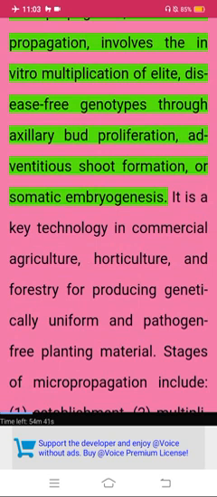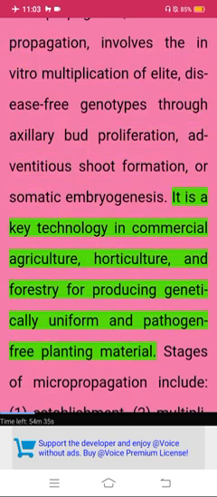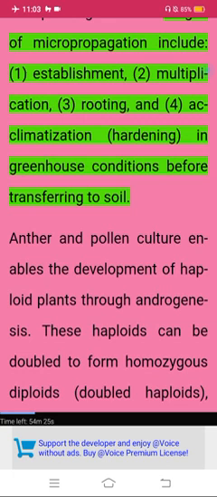Micropropagation, or clonal propagation, involves the in vitro multiplication of elite, disease-free genotypes through axillary bud proliferation, adventitious shoot formation, or somatic embryogenesis. It is a key technology in commercial agriculture, horticulture, and forestry for producing genetically uniform and pathogen-free planting material. Stages of micropropagation include: 1. Establishment, 2. Multiplication, 3. Rooting, and 4. Acclimatization, hardening in greenhouse conditions before transferring to soil.